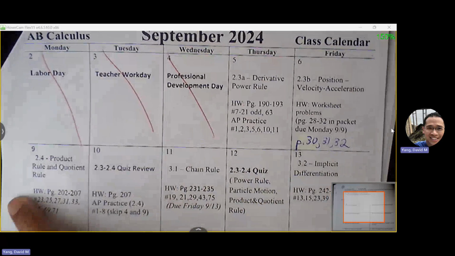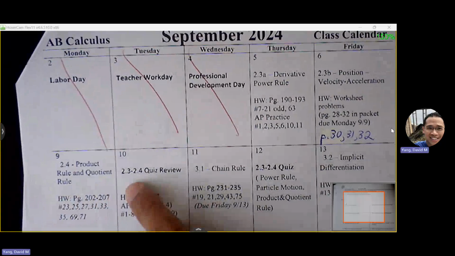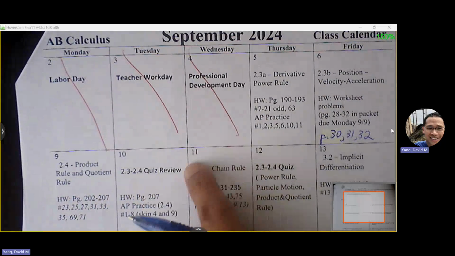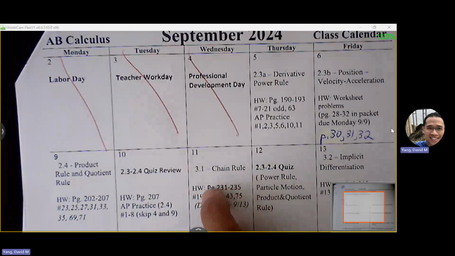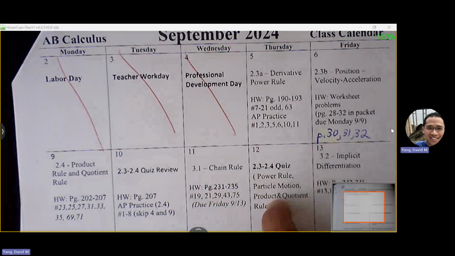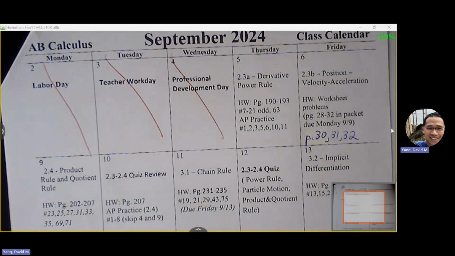And then Monday, we'll do product rule and quotient rule. And then we'll do quiz review. And we'll just start the next section on chain rule. It's not going to be on the quiz, but it kind of buys us another day to review. And then your quiz is next Thursday. Okay. I'm pretty much done with grading your limit test, so I'll put that in the gradebook this weekend and give it back to you on Monday.